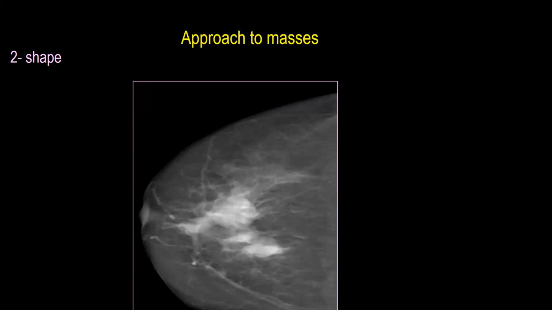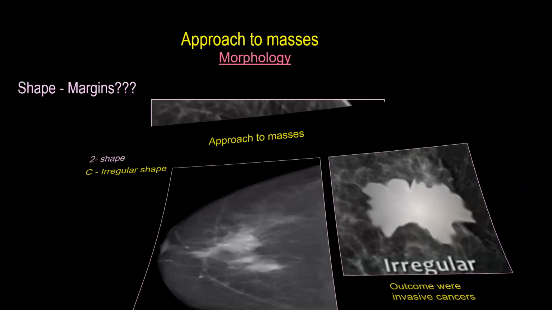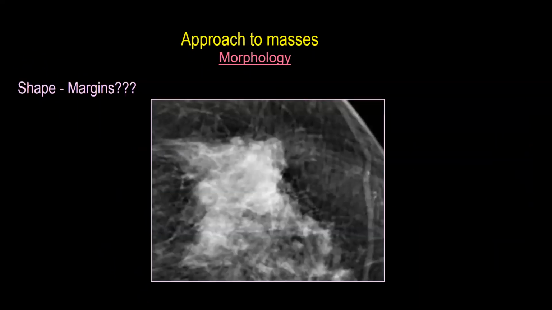Shape. Tell me the shape. Irregular. Excellent. Density? High density mass compared to the nipple, and even compared to the adjacent parenchyma. Irregular shape and high density, okay.